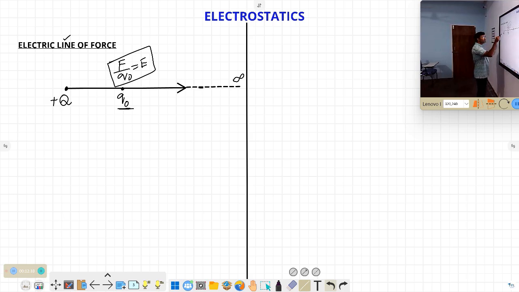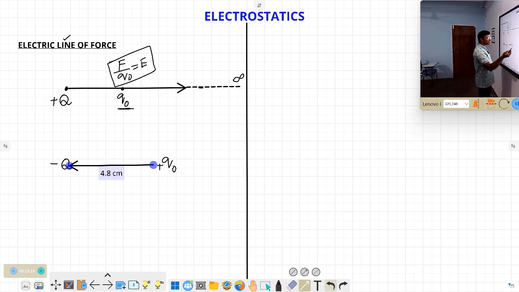In the case of a positive charge, the positive test charge will be repelled, so the electric line of force will be away from the positive charge. Suppose you take a negative charge. In this case, what is the direction of the electric line of force? If you take a test charge, Q naught, it will be attracted. The test charge is always positive, so it is going to be attracted. This is the direction of the test charge motion, so the electric line of force will be towards the charge.